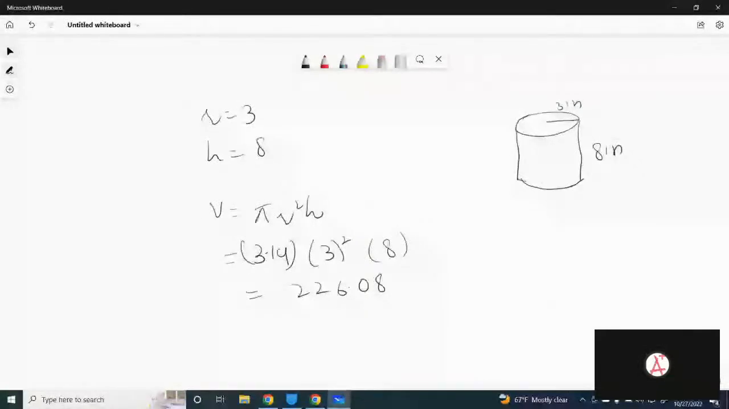Okay, the next example is the volume of the cube. Let's suppose you are given a cube. Okay, so this is the cube. Here you have 3 meter, 3 meter and 3 meter. So you have to find the volume.